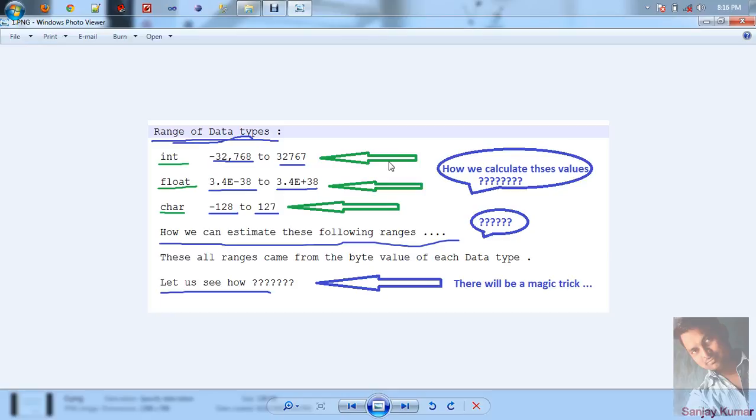In this tutorial, I want to discuss the range of data types. In the previous video, we saw what primary data types and derived data types are, and in the last video I promised that in the next video session I would discuss the range values of integer, float and character. That is, what the ranges are, how they are categorized from negative to positive, and how we can calculate these values. In this tutorial it is explained in front of you.